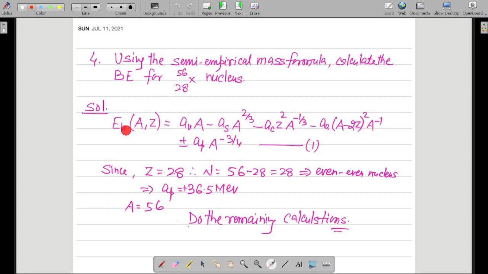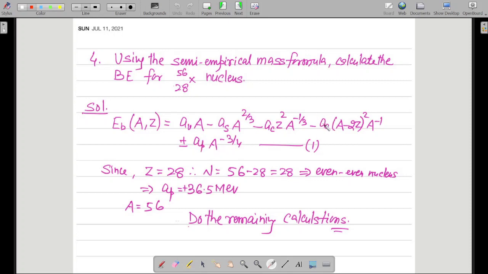Now we know very well the formula for binding energy: the binding energy for a nucleus having atomic mass number A and atomic number Z. This is the semi-empirical mass formula. This is the volume energy, this is the surface energy. What is AV? Volume energy term. What is AS? Surface energy term. What is AC? Coulombian energy term. What is AP? This is the pairing energy.